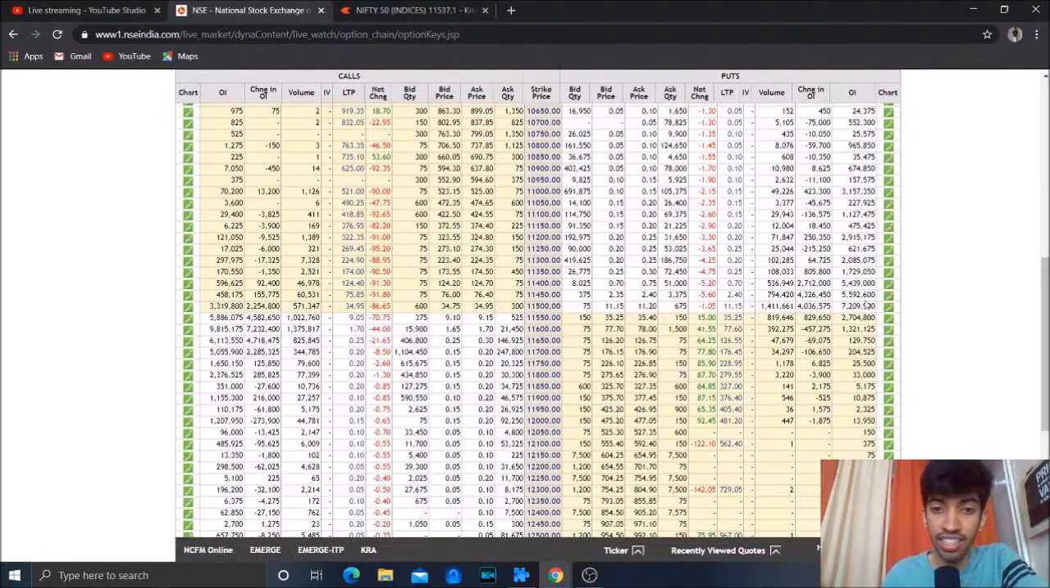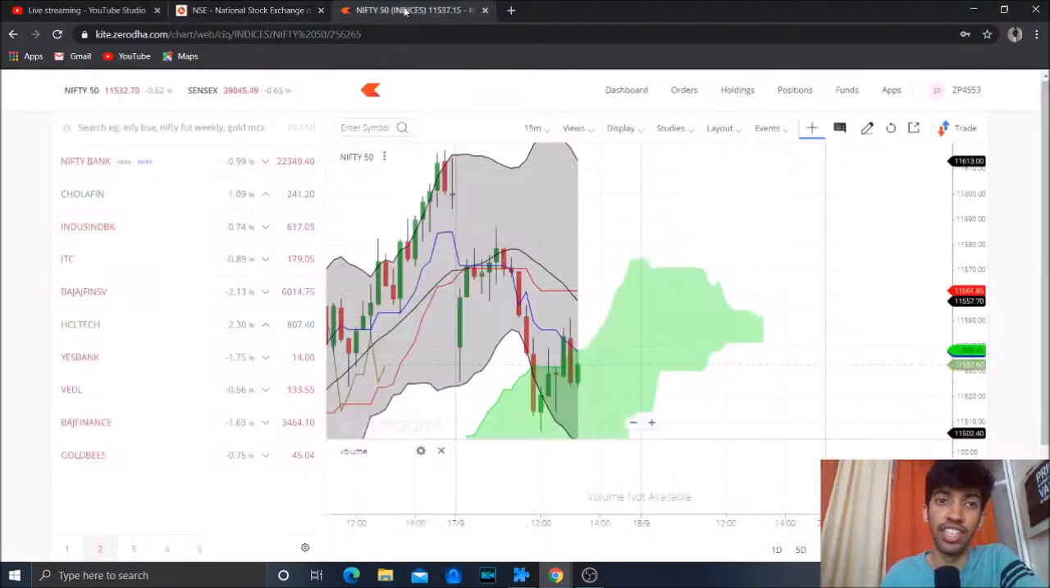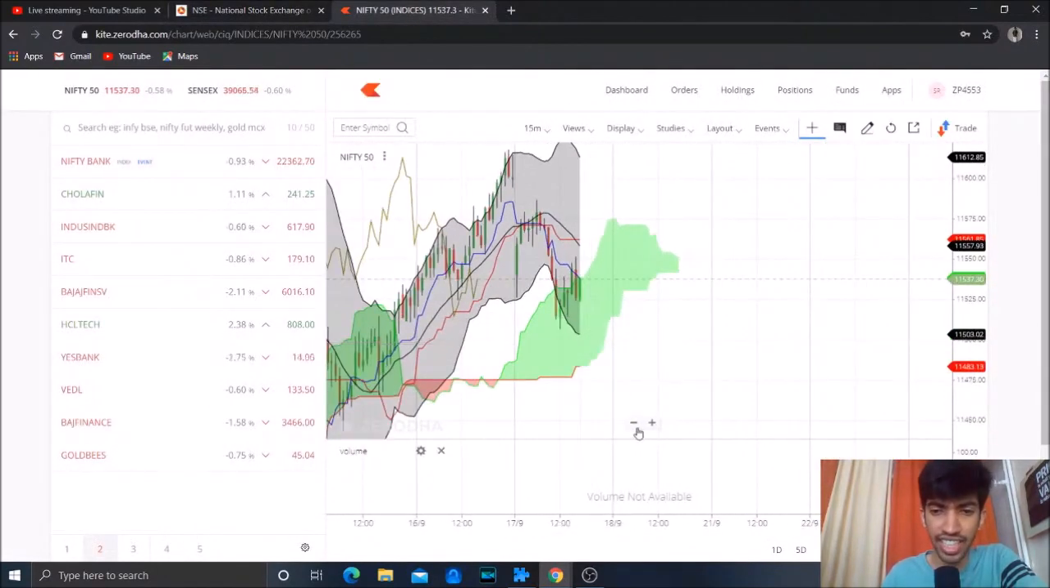And here we have 11,500 put options, which are currently trading at 11 rupees, and they have 72 lakh open interest. So how significant is it? It is quite significant. Can we expect a move below that? I don't see that as well. If you can just take a look at the charts, here we are using Ichimoku and Bollinger Bands, and I don't see a move.